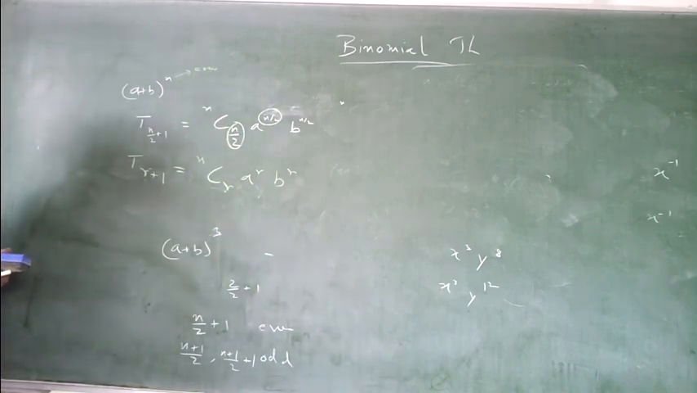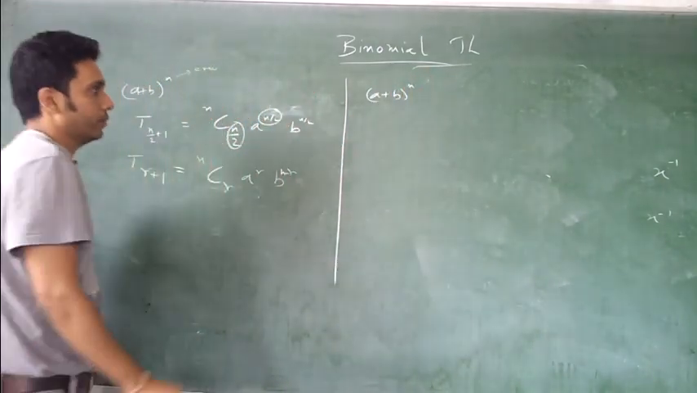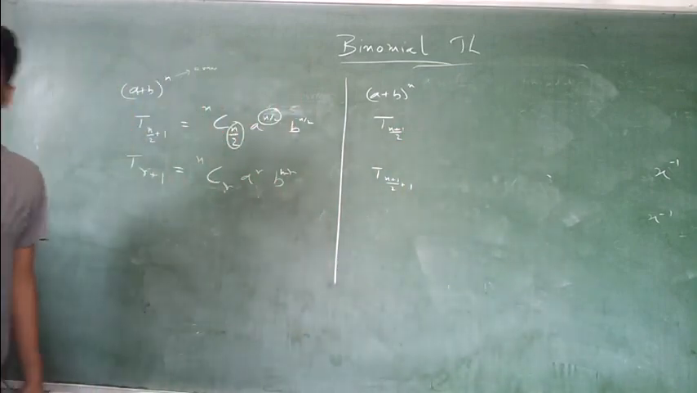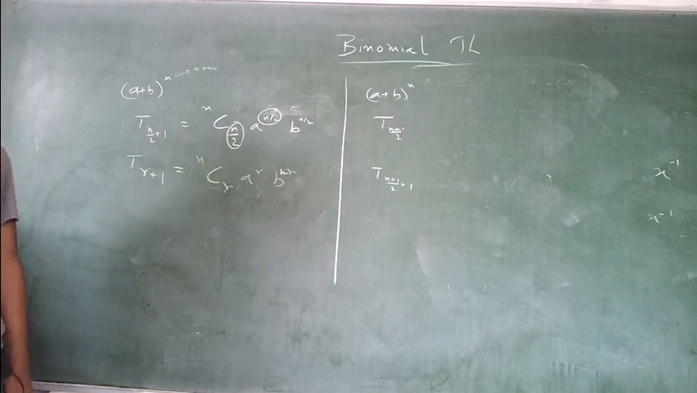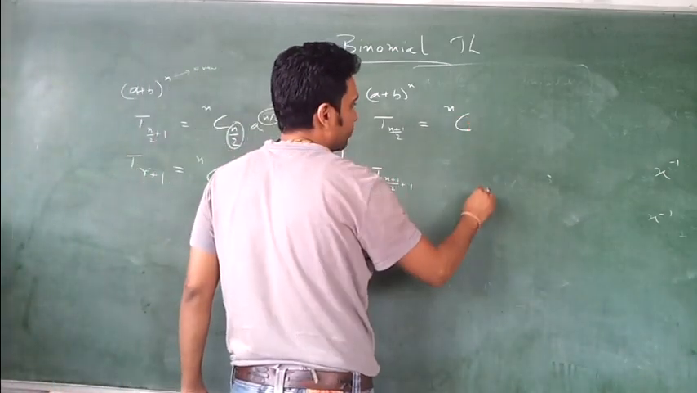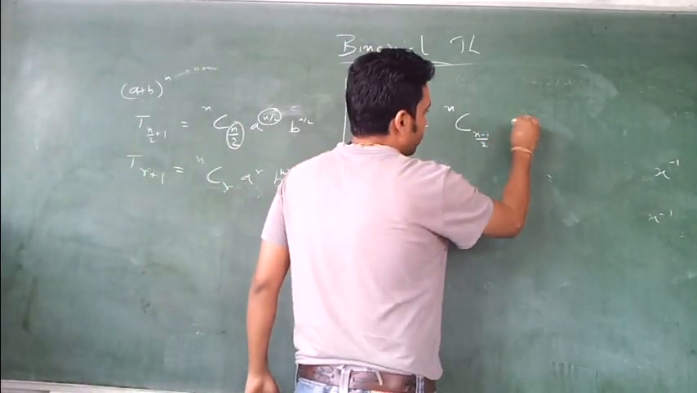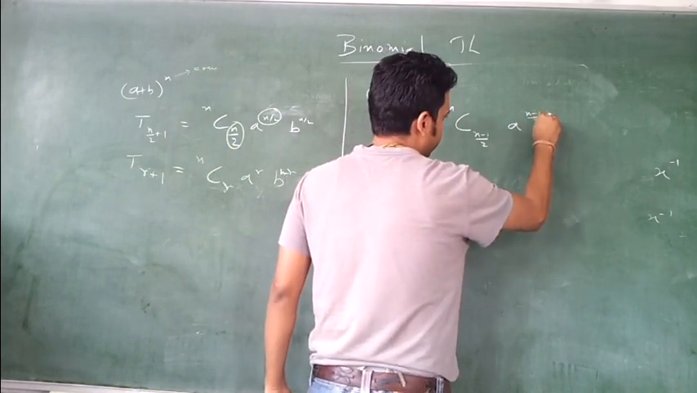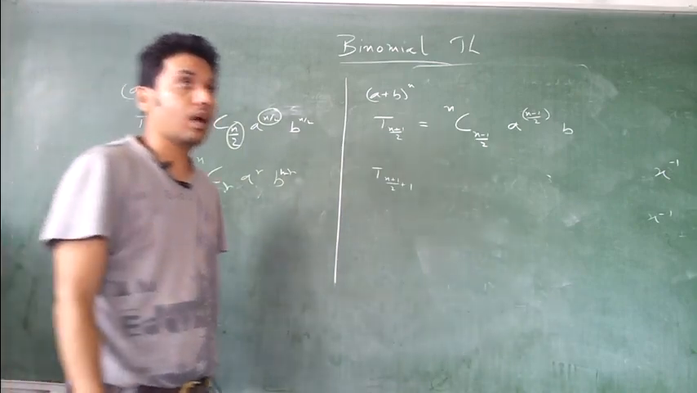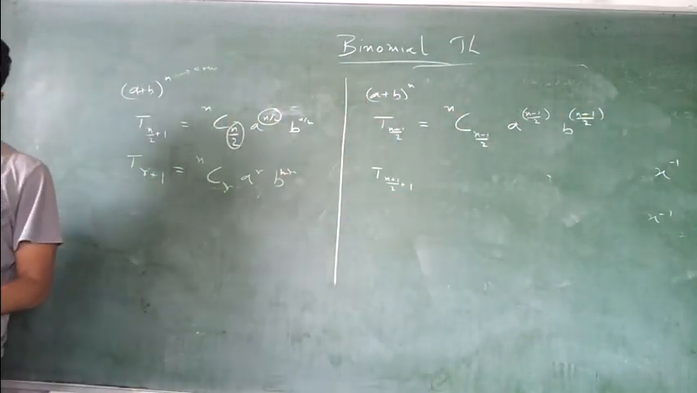What will be the middle term when n is odd? What will be the middle term of (a plus b) power n when n is odd? It would be the T (n plus 1)/2 th term and the T (n plus 1)/2 plus 1th term. What would these two terms be? This term would be nC (n minus 1)/2, into a power this thing, b power how much? n minus that, n minus 1 by 2. This has to be equal to that, no addition. n minus 1 plus n plus 1 is n.